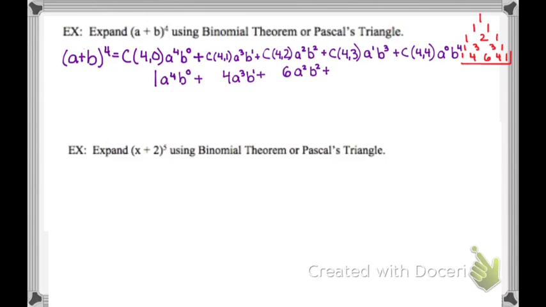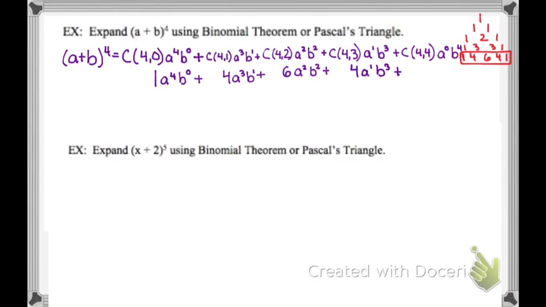So we would actually use this row, because we're doing the expansion a plus b to the 4th, and those would be our coefficients. So you would see here then that we are actually going to have 1, 4, 6, and then the next two would be 4 and 1. So if you wanted to just use Pascal's triangle to find those coefficients, you wouldn't have to bother with the combinations in the calculator. But whatever works the best for you is absolutely fine.